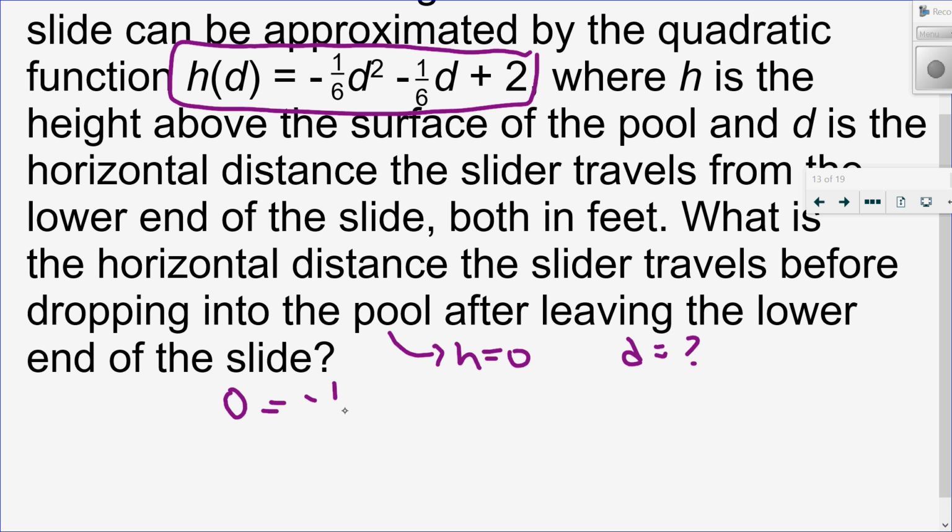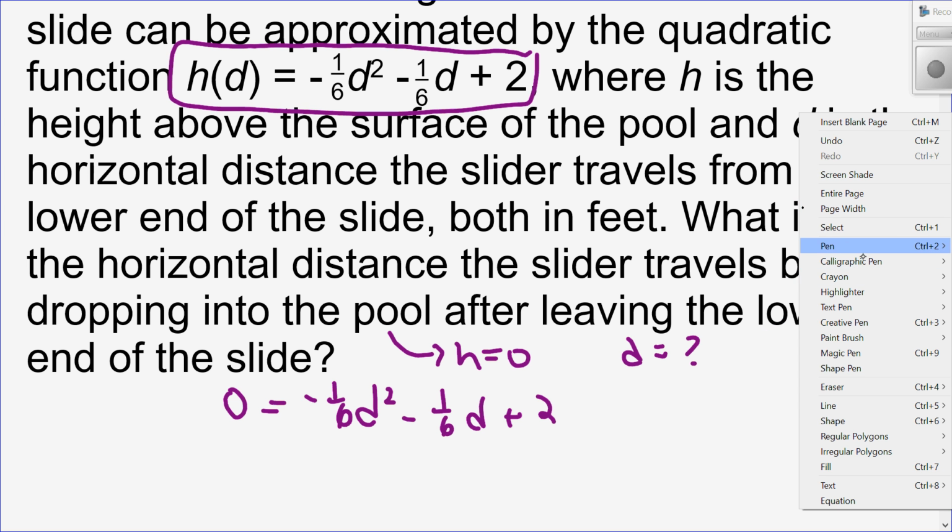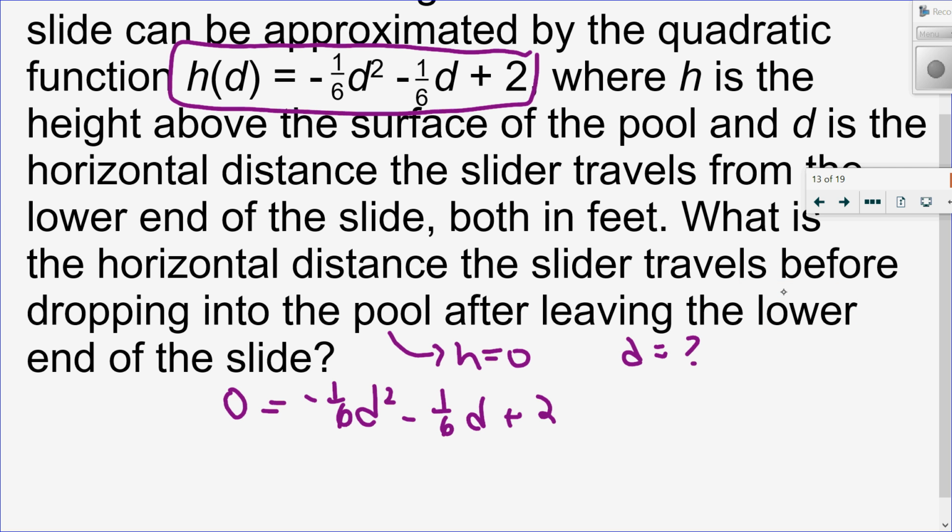So I have negative 1 over 6 d squared minus 1 over 6 d plus 2. Now remember I told you guys you can't have fractions when you factor? Well, I have some fractions here that I need to get rid of. So what I'm going to do, since I'm all dividing by 6, I'm going to multiply everything by 6. But I'm not just going to multiply it by 6 because I notice that my leading coefficient here is negative. I'm going to multiply everything by negative 6.